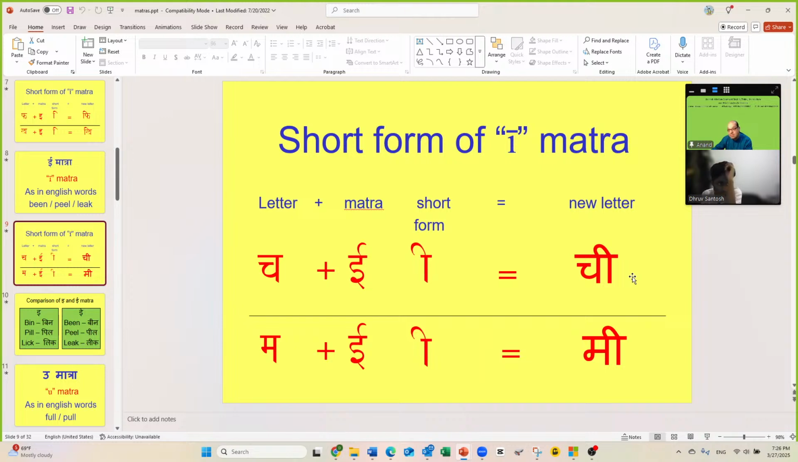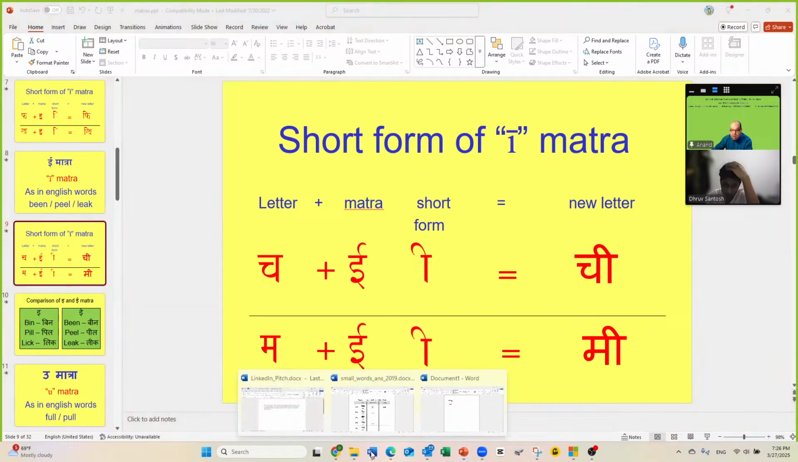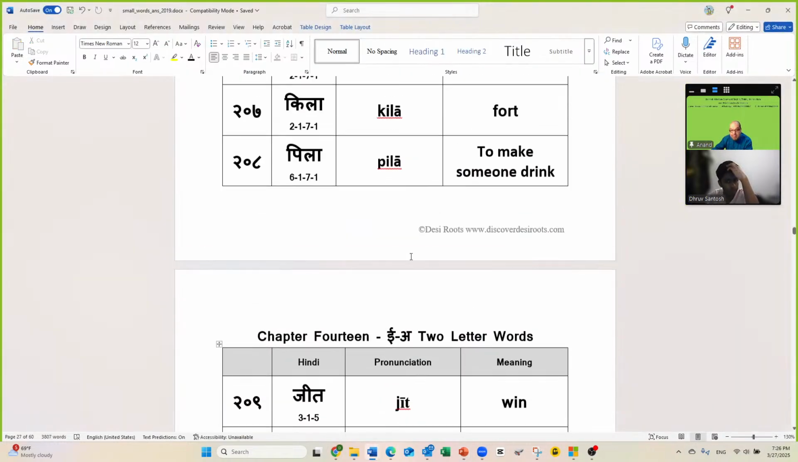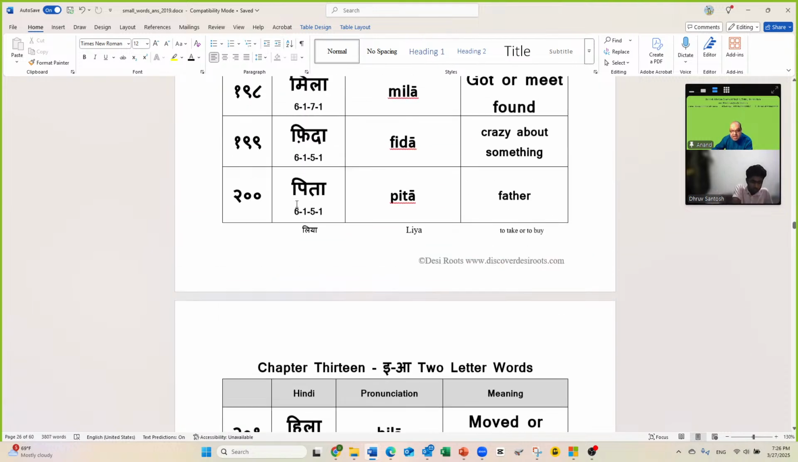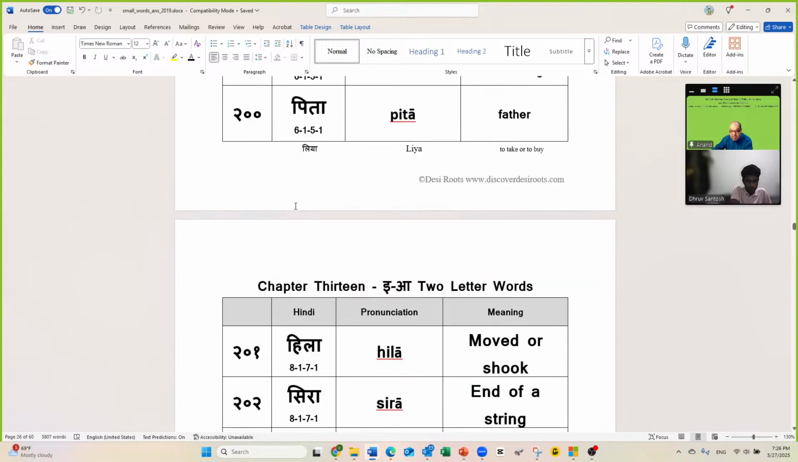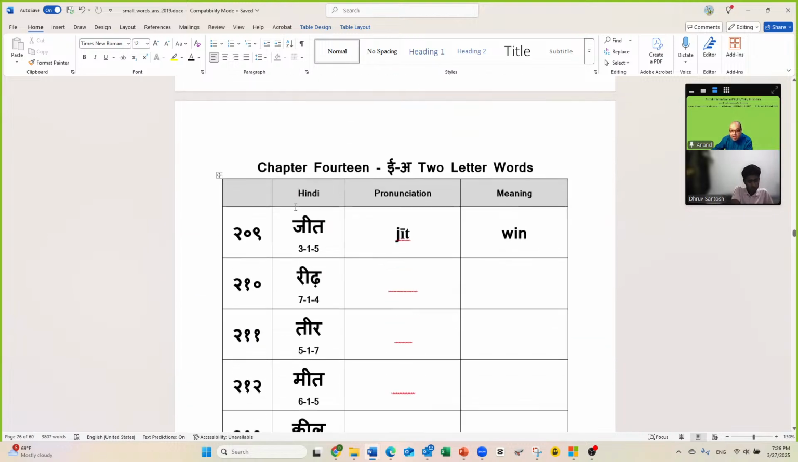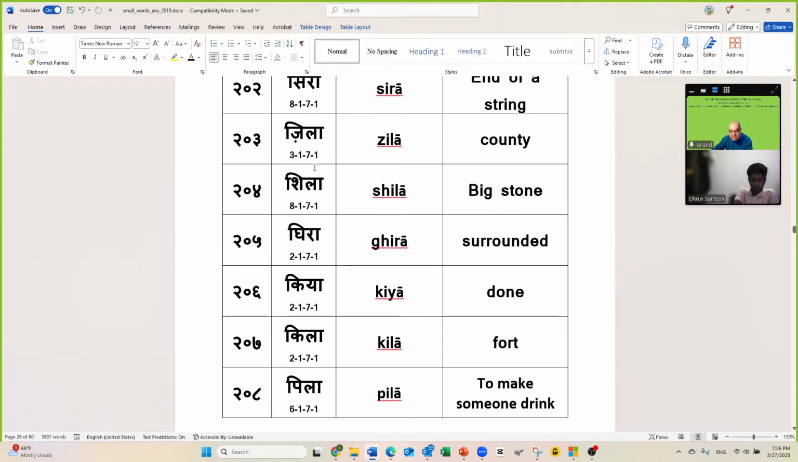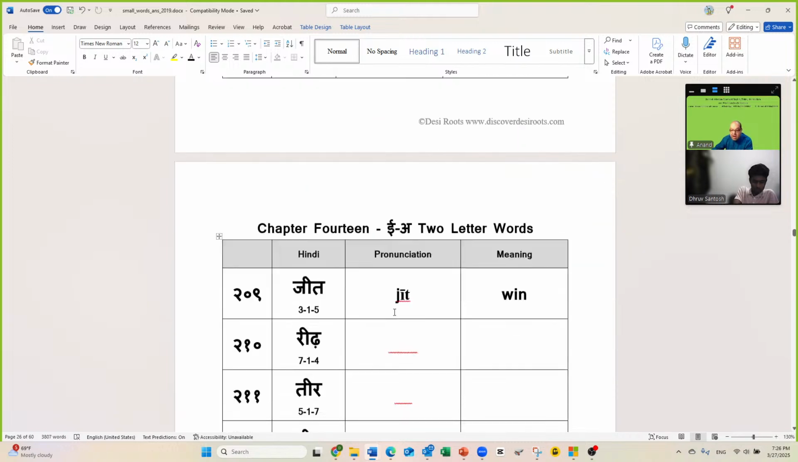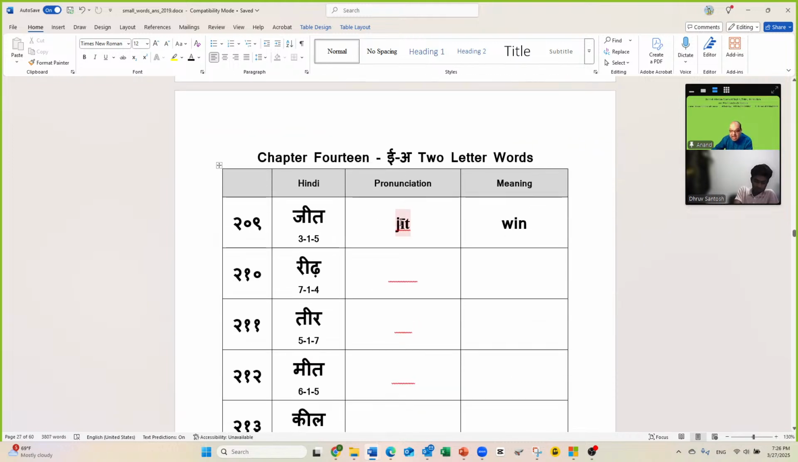Understood this? Questions? Okay, so now what we were doing, if you remember chapter 13, all were A matra sounds because the loop is on left hand side. If you see all these words which we did, the loop is on left hand side. Chapter 14, the loop will be on the right hand side. So this is A sounds, Z, she, G, and so on. Here it is not J, it's G.